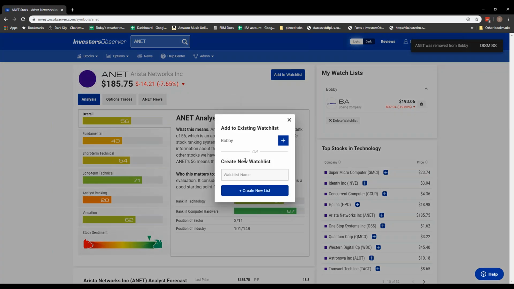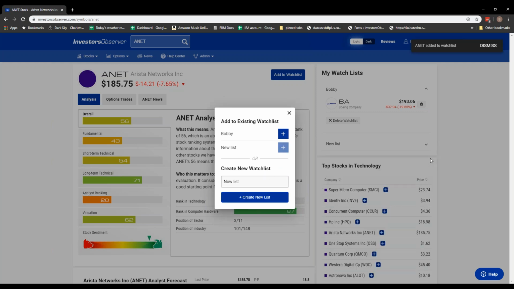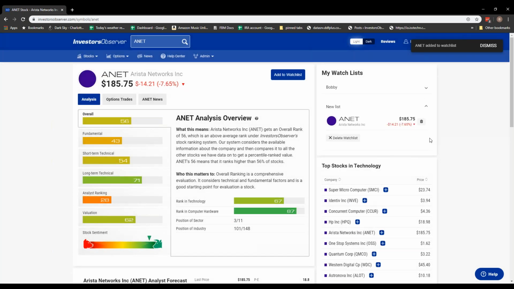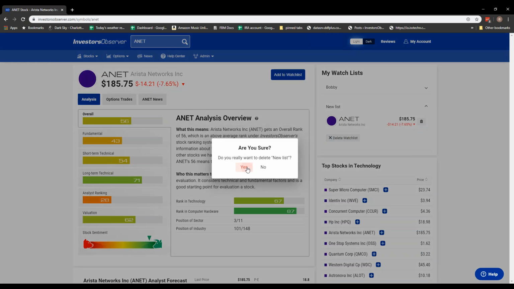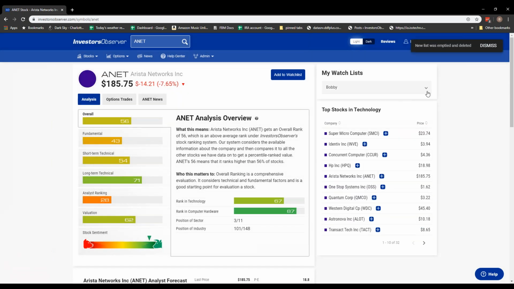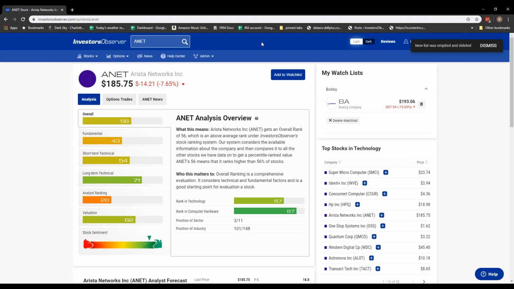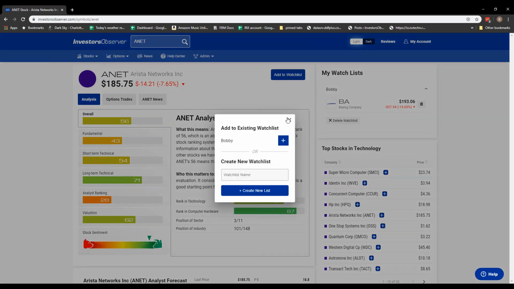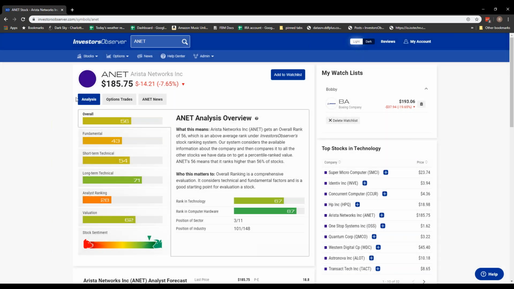And if you hit the add to watch list button, you can make a new watch list like that. And you go over here. You can delete the watch list if you want. That's how it works. Then the watch list shows up on the stock dashboard and on the individual stock pages. It gives you an idea what's going on with your stocks on a given day.